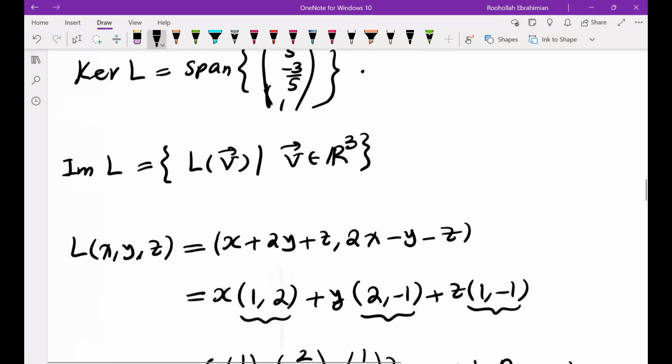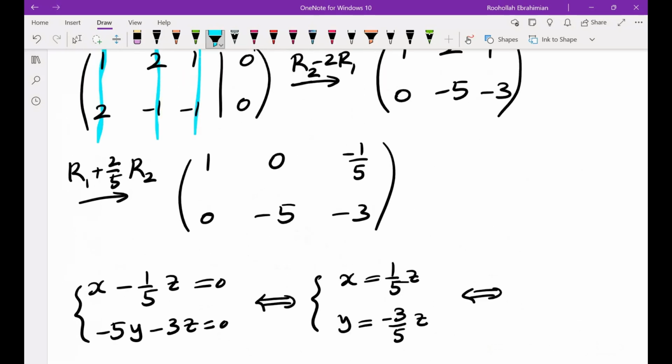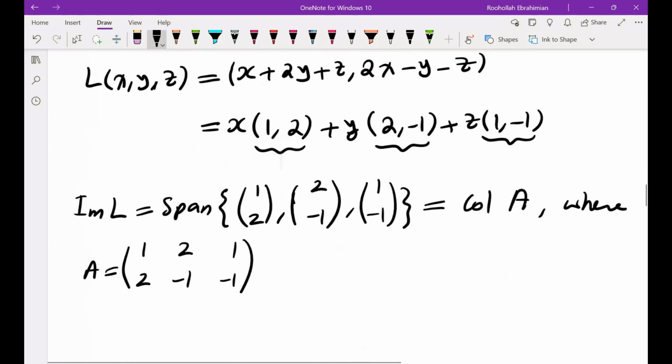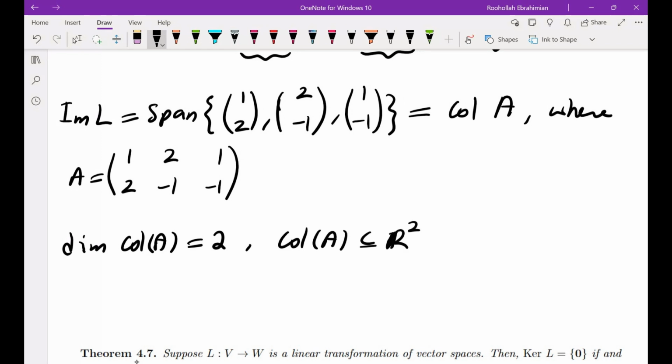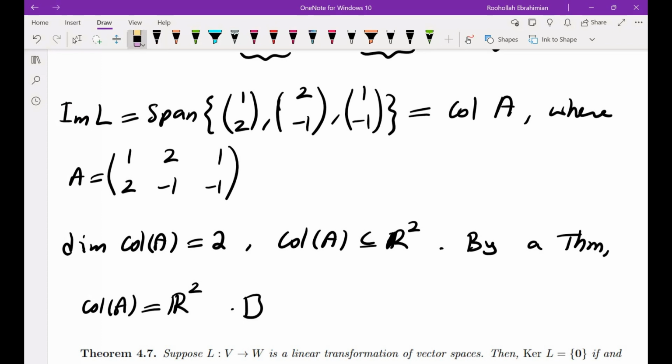So now we have two pivots here. If we go back and look at the matrix that we found, we have two pivot entries, this one and this one. So that tells us that the dimension of the column space of A is 2, but the column space of A is inside R2. So every subspace of R2 that is of dimension 2 must be the entire space. So the column space of A must be R2, and this was a theorem that we proved earlier in a previous video. So that tells us that the image of L is R2.